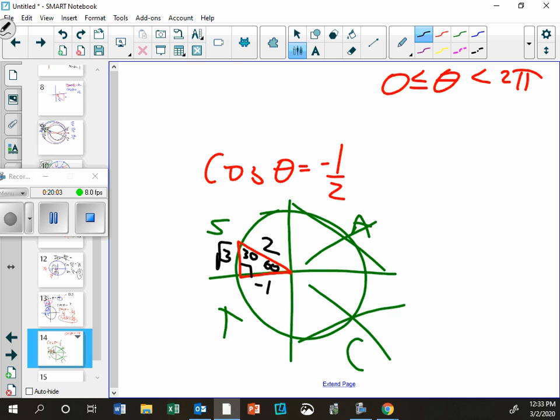Don't just assume because of how you drew it. You got to go by where the numbers are. So that's a 60-degree angle. If that's a 60, that's the same as a pi over 3. And then that's a bunch of pi over 3's. 2 pi over 3 is your first answer.